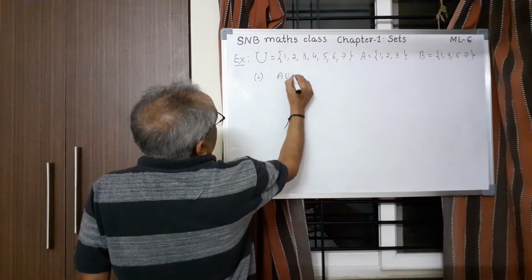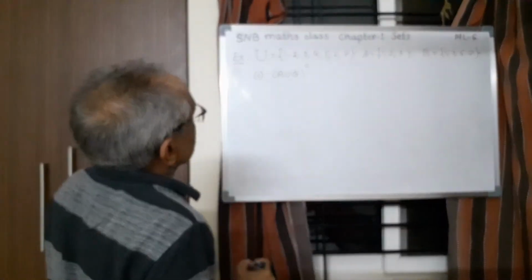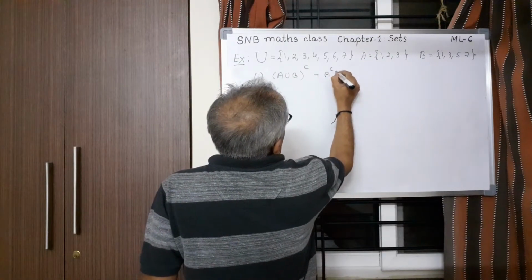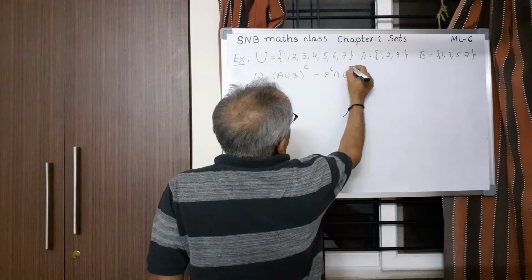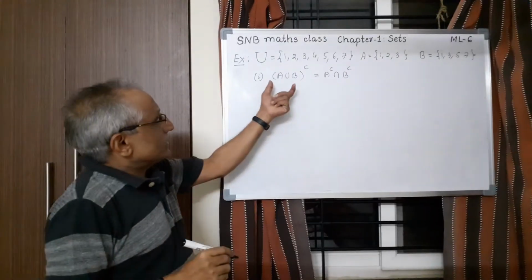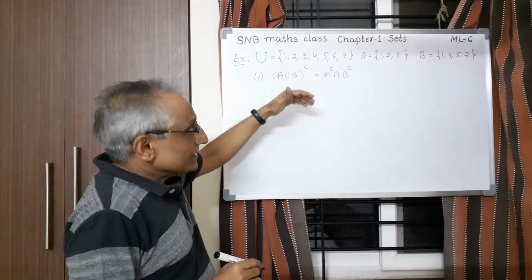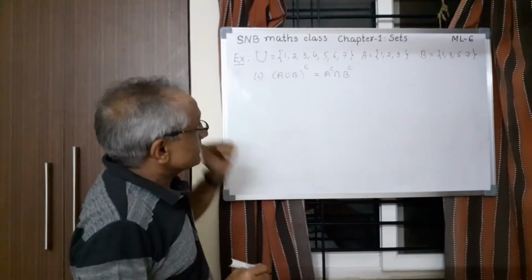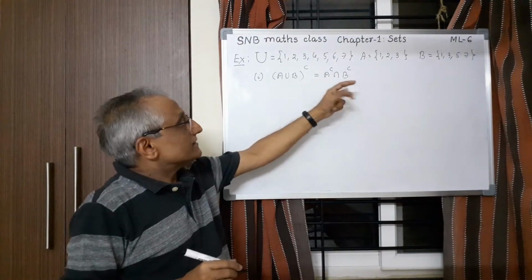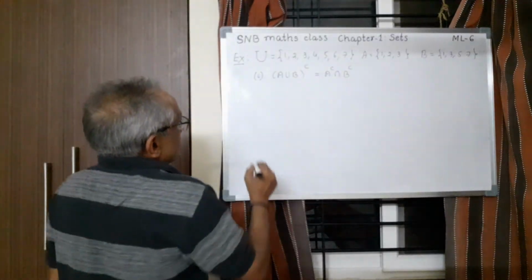A union B complement. So, this should be equal to A complement intersection B complement, by De Morgan's law. Therefore, what we can do is, first take A union B, find it first, then take the complement. Don't do it all together. Similarly, first find A complement, then B complement, then take the intersection, then see whether they are equal or not. So let us take the first one.